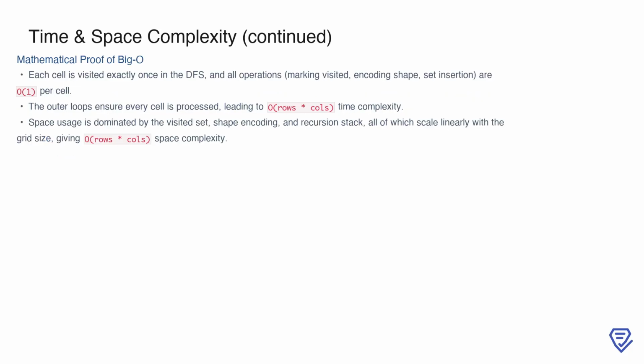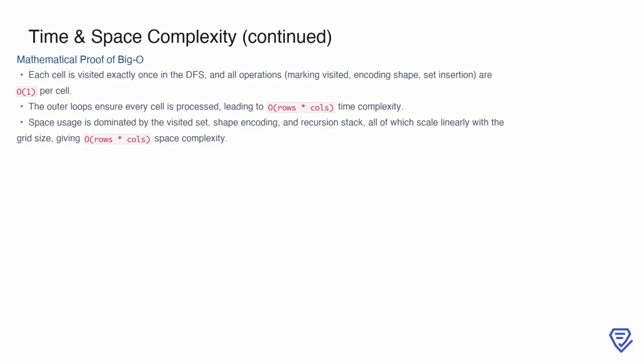To provide a more mathematical justification for the O(rows * cols) complexity, we note that each cell in the grid is visited exactly once during the DFS. Key operations such as marking a cell as visited, encoding the shape, and inserting shapes into the set are all O(1) per cell. The outer loops ensure that every cell is processed, which leads to the overall time complexity of O(rows * cols).